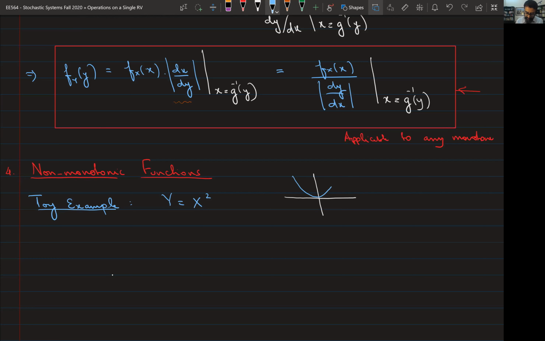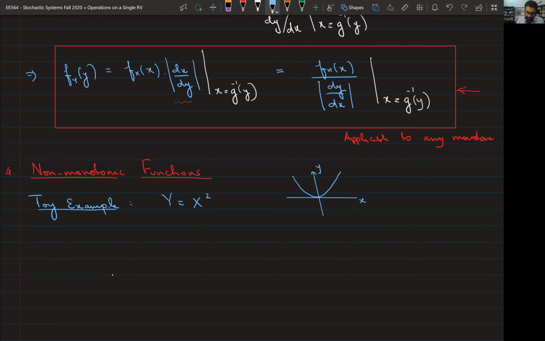This is the function, right? You have x here and you have y here. And why is it not monotone? Because for x greater than 0, it's an increasing function, and for x less than 0, it's a decreasing function. That means the roots are not unique, so the function is not one-to-one. For a given y, in this particular case, there are two x's that could have resulted in that y.